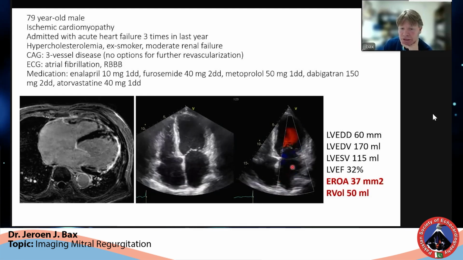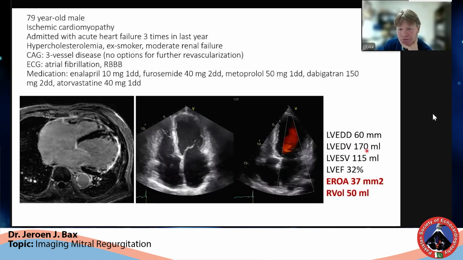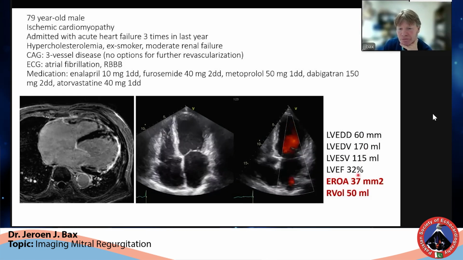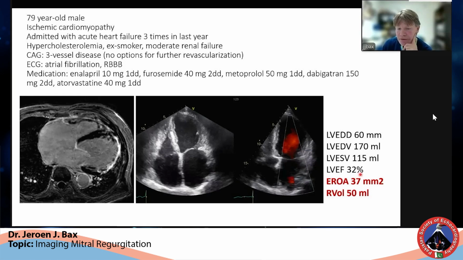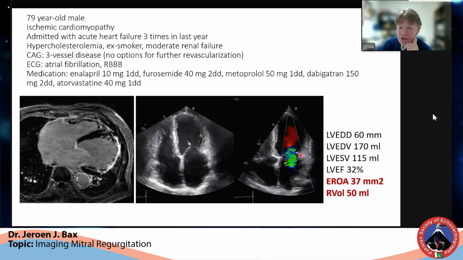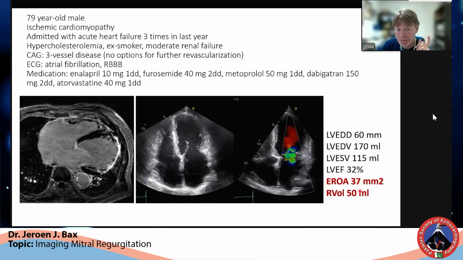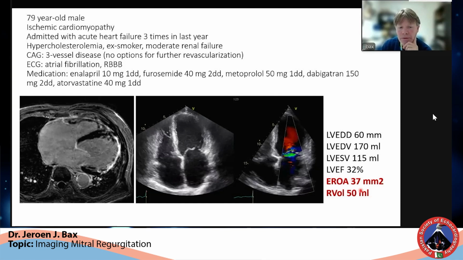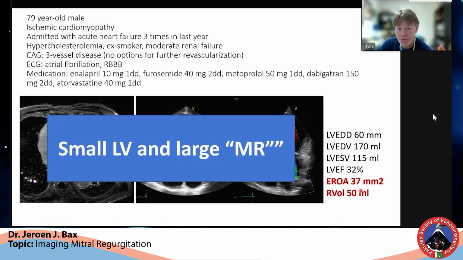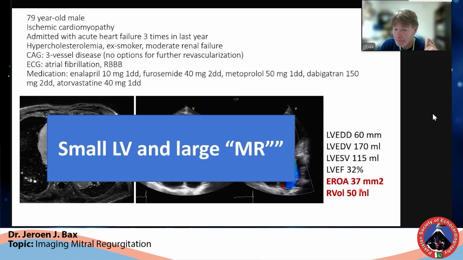LV EDD is 60, end diastolic dimension. End diastolic volume is 170, end systolic volume 150. The EF is 32%. The effective regurgitant orifice area, which is nothing different than the leaking hole here, is 37, and the volume is 50. This, I'm going to call for you when you see the second one. This is a relatively small LV with a large MR. The disease is more mitral regurgitation than ventricular.